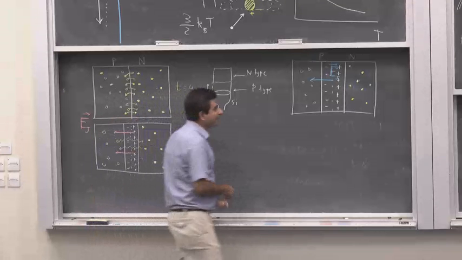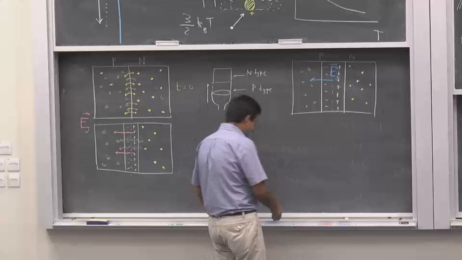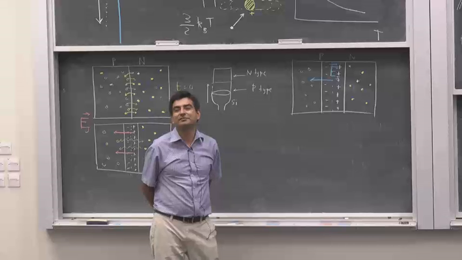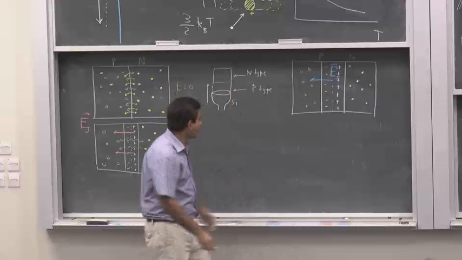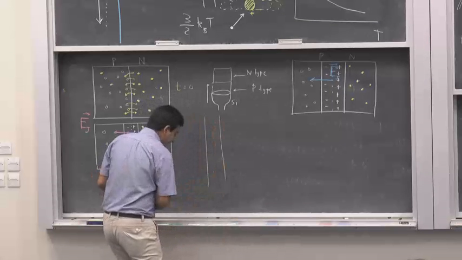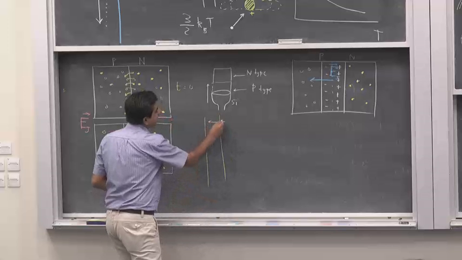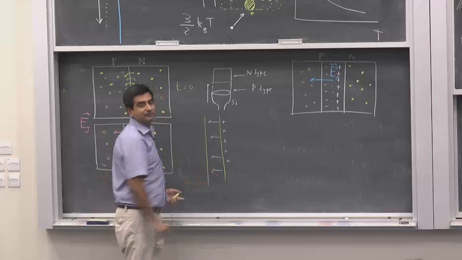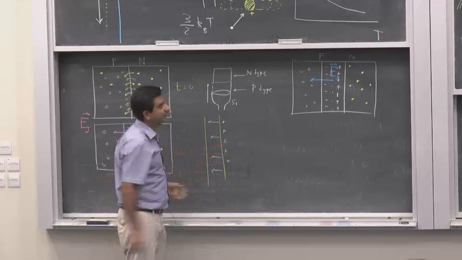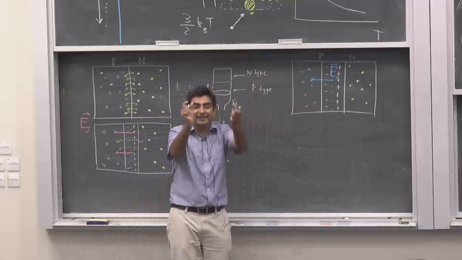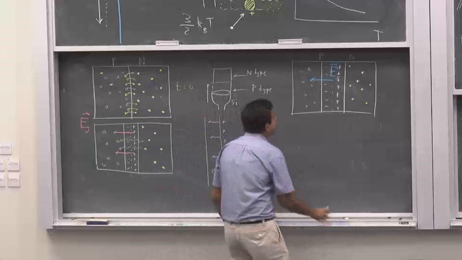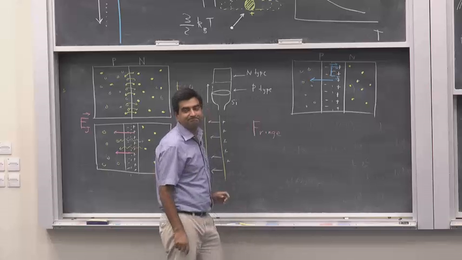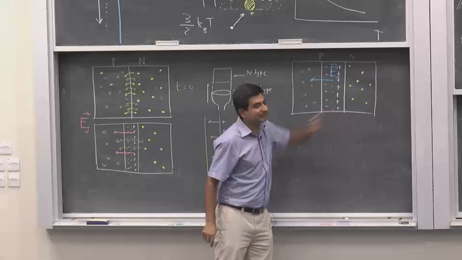Now, this is just like a parallel plate capacitor, but the plates are not of infinite size, right? If you have plates of infinite size, the only electric field that exists is inside the plates. There's no electric field outside. But in this case, these are finite size plates. So there will be some fringe field outside the plates, inside this region and inside this region.